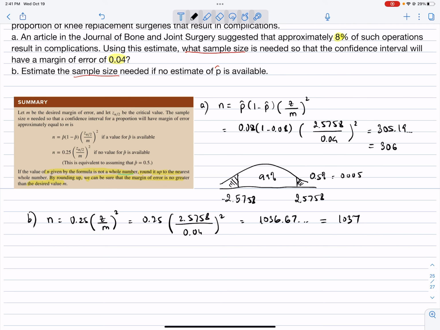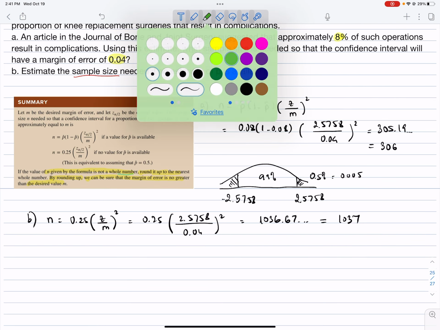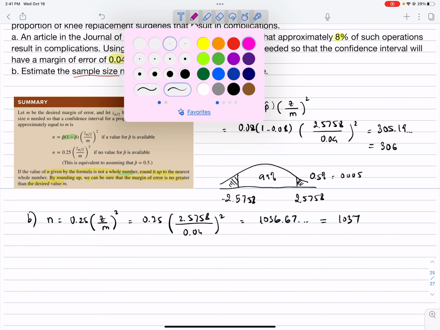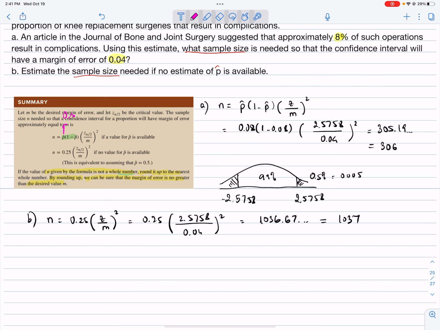So first of all, the 0.25 comes from p-hat. If we don't know p-hat and 1 minus p-hat, we assume that p-hat is 0.5, and 1 minus 0.5 is another 0.5. So 0.5 times 0.5 is 0.25. That's where the 0.25 comes from.